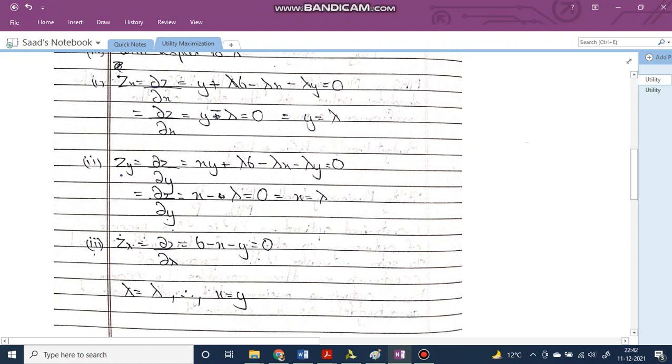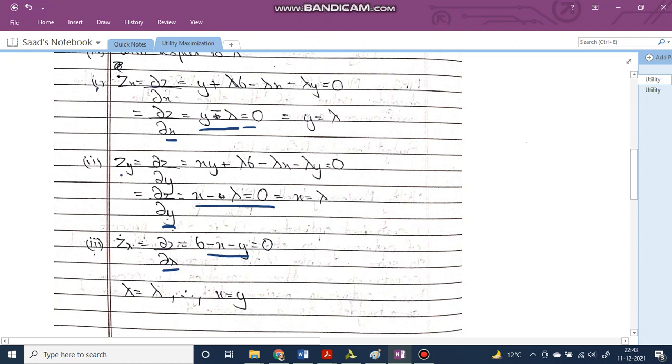As you can see, I have already partially differentiated this equation with respect to x, with respect to y, and with respect to lambda. By partially differentiating with respect to x, I get y minus lambda equals 0. Then differentiating with respect to y, I get x minus lambda equals 0. Then differentiating with respect to lambda, I get 6 minus x minus y equals 0.